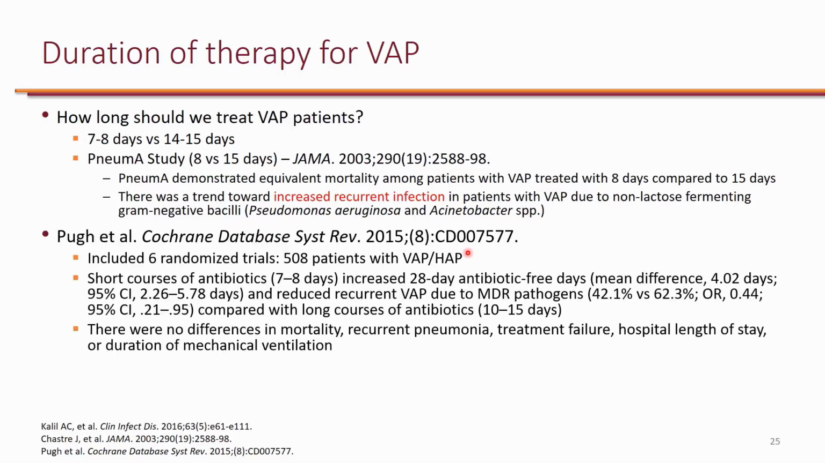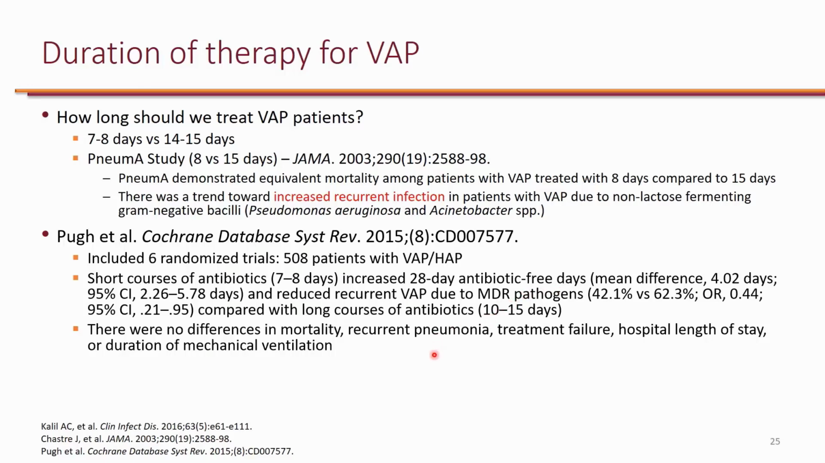Now, things started to heat up when a Cochrane review in 2015 compared short-term therapy to long-term therapy in patients with HAP and VAP, and found that in the group of patients who got a short course of antibiotics for, let's say, 7 or 8 days, there were actually increased 28-day antibiotic-free days and reduced recurrent VAP due to multi-drug resistant pathogens. In other words, patients who had a longer duration of therapy actually had more multi-drug resistant pathogens.